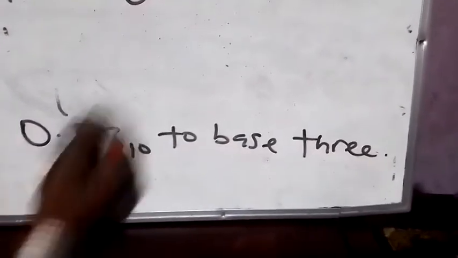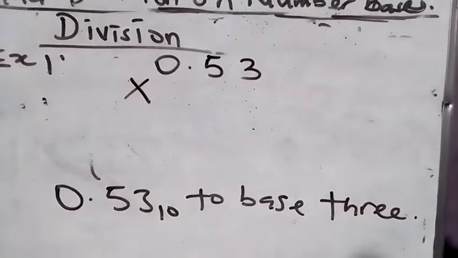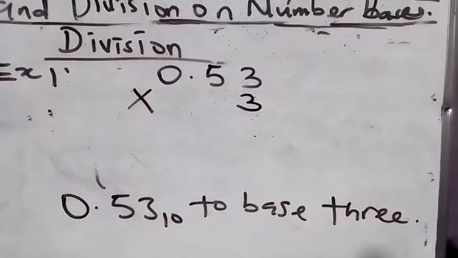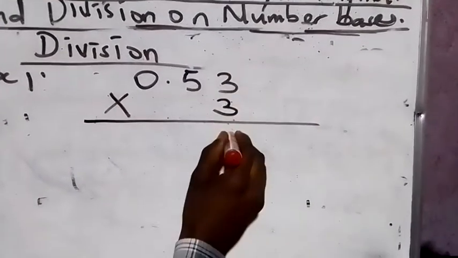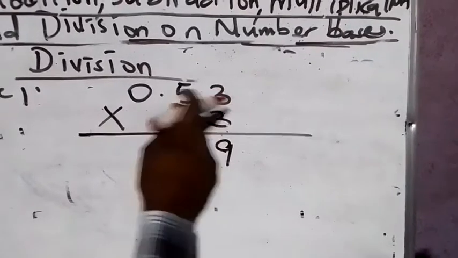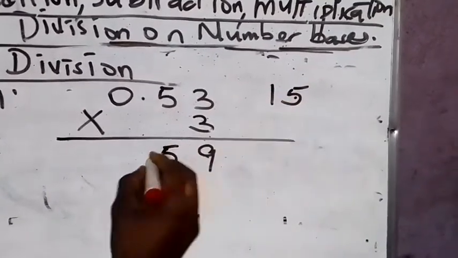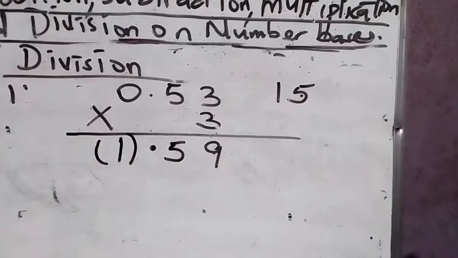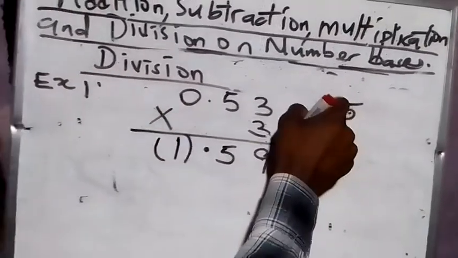You say 0.53 times, see the method I'm going to introduce, 3. And listen good. 3 times 3 is 9. 3 times 5 is 15. You write this 5. The one that you have here, point, just write it down in the bracket. Don't say you want to multiply this one by this. No, you are less concerned. Whatever you have here, just put it down in the bracket.